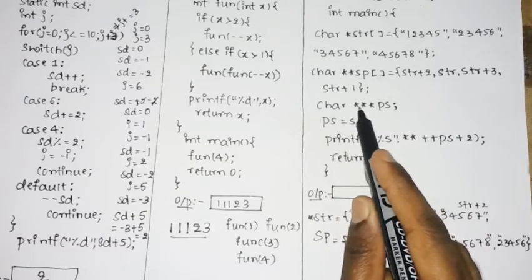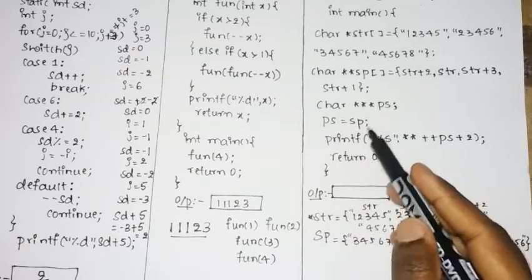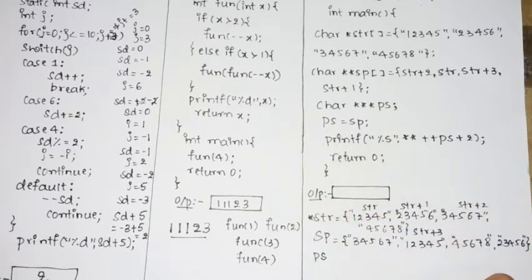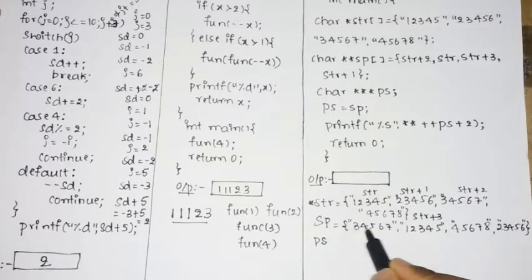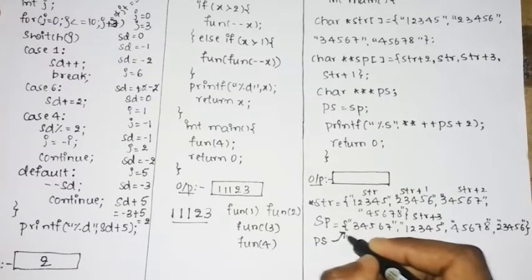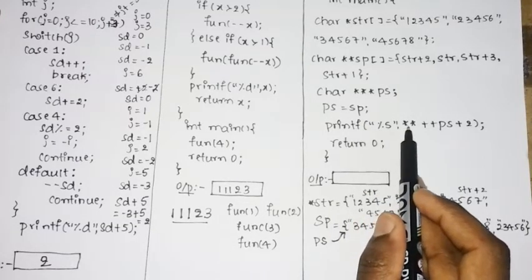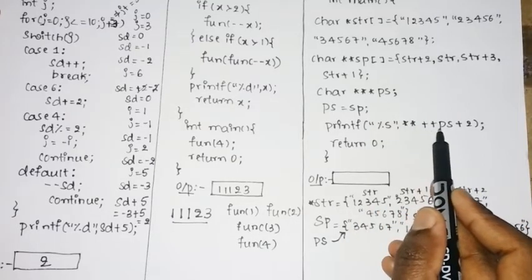So next thing is char star star ps. There is a pointer star ps, and the value of sp is assigned to ps. So whatever sp is pointing to, now ps is pointing to those values. So next thing is printf %s, star star plus plus ps plus 2.